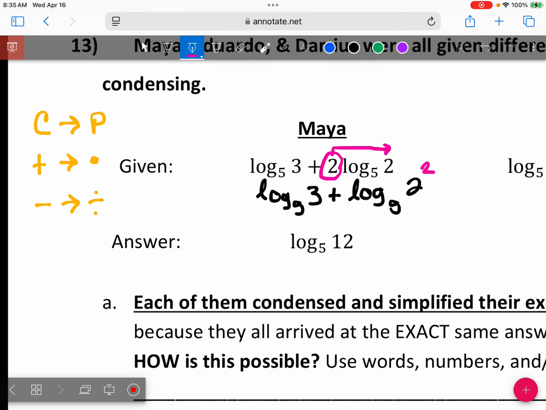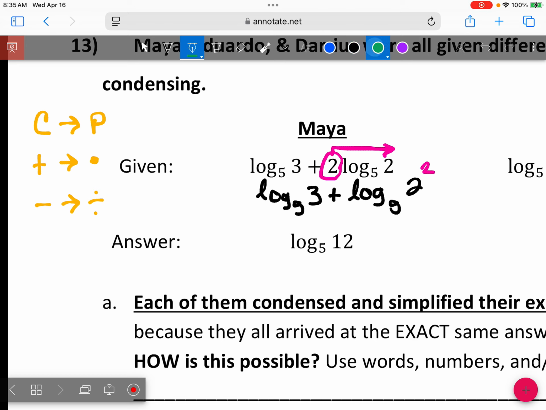Was there a question in regards to what I just did? This is our condensing properties, where our coefficients go up and become powers. So I took this 2 up as a power. What is 2 squared? 4. So we can simplify that. That's one of the benefits of doing this.